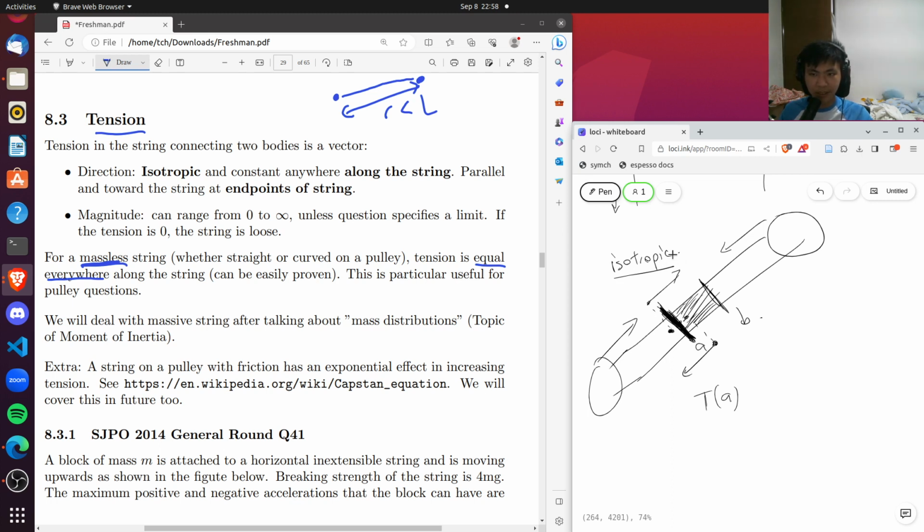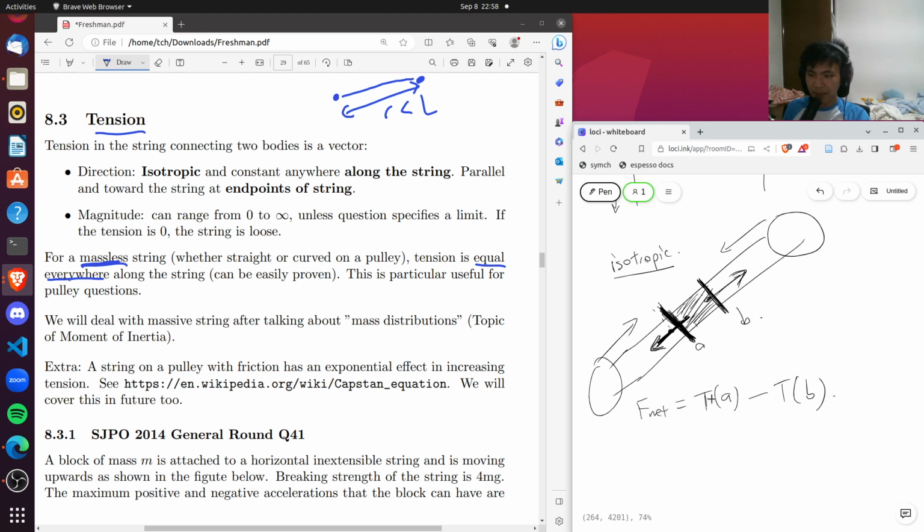So you talk about pressure in a fluid, that's also isotropic. But we'll come to a more rigorous definition when we talk about hydrostatics or fluid mechanics. So anyway, if you consider forces on this small shaded segment of string, there's two forces, TA and TB. TA is in this direction and TB is in this direction. So the net force is TA minus TB because they're in opposite directions.